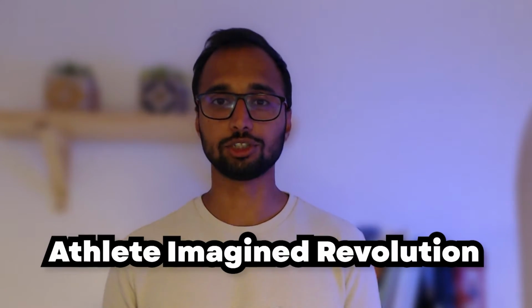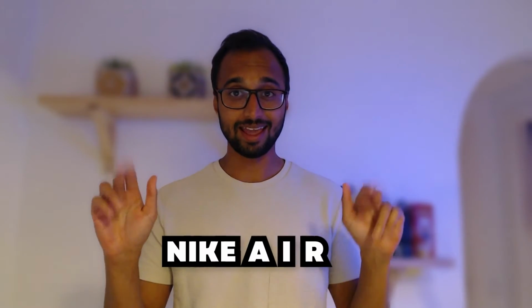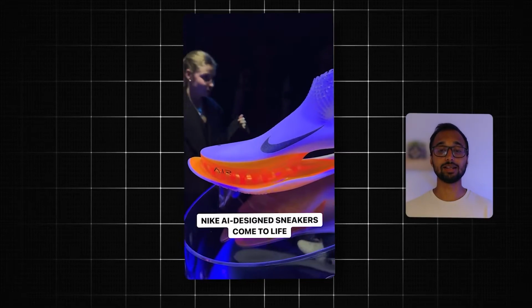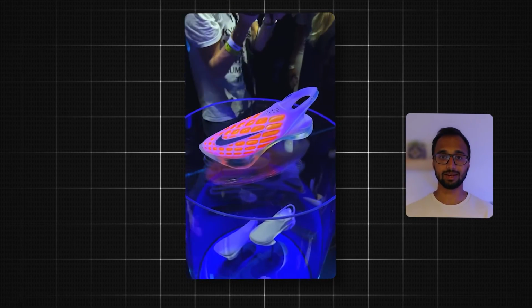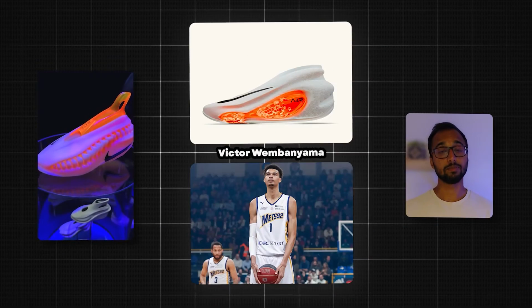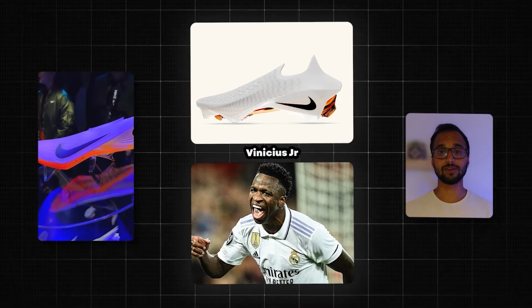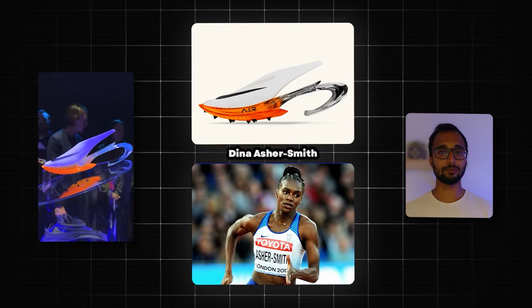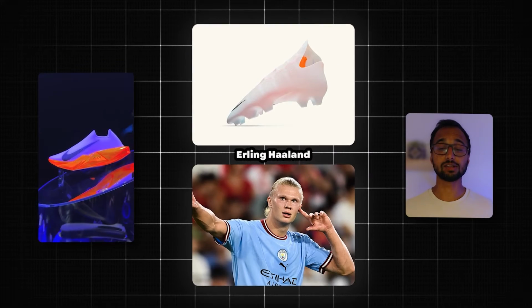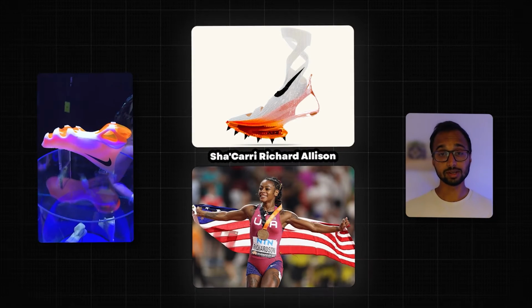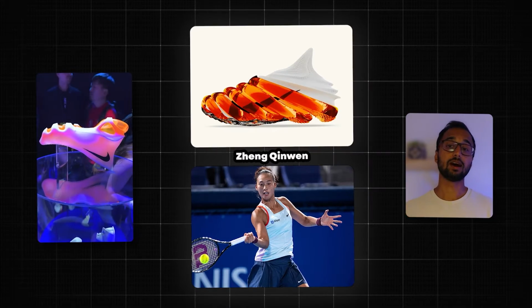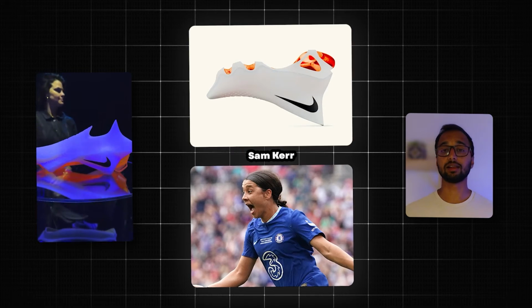The company also showcased Athlete Imagine Revolution, what they call Nike AIR. And that's a project that saw the design team create prototype shoes for 13 of Nike's top athletes. In this project, prompts based on the athletes' preferences were inputted into the generative AI models to create hundreds of images that Nike designers then rapidly honed down into a single concept using other digital fabrication techniques like 3D sketching and printing.